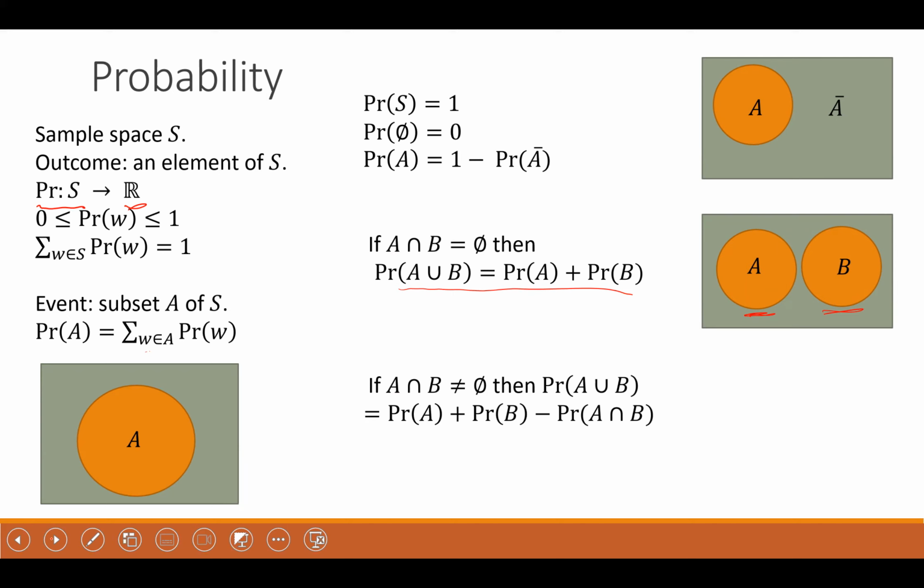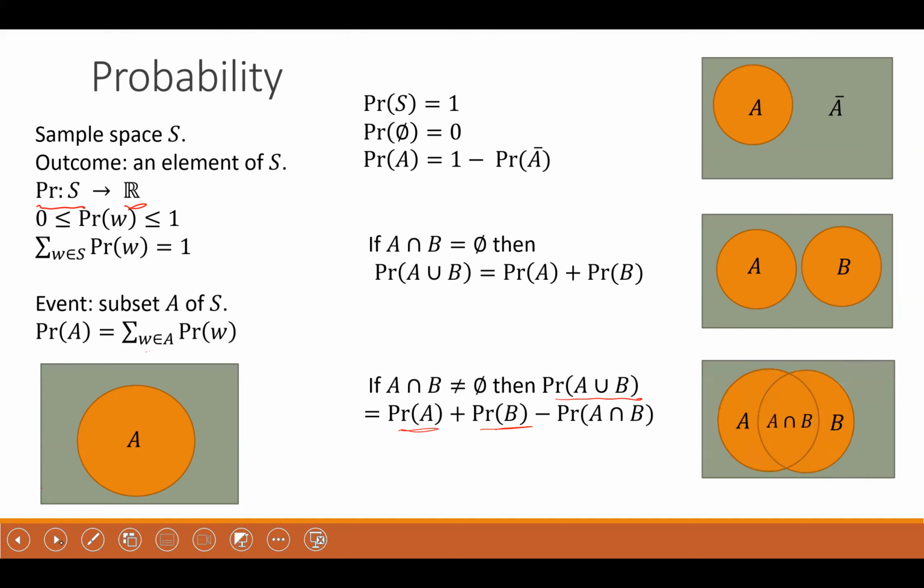If, however, A and B overlap, then I have to use the inclusion-exclusion rule of probabilities. So if I want to determine the probability of A union B, it's the probability of A plus the probability of B minus the probability of A intersect B, right? Because when I added all of these probabilities, and then I added all of these probabilities, I counted everything in here twice. So then I have to subtract it once to get the actual probability. And that's basically as far as we got, right?